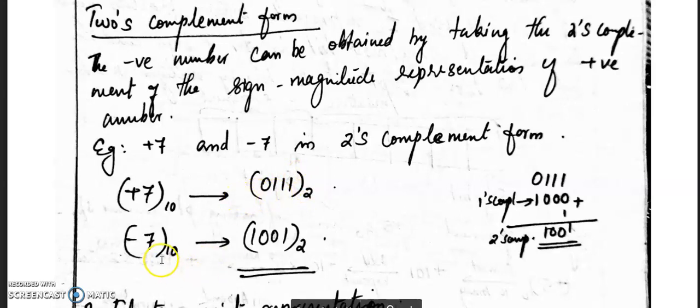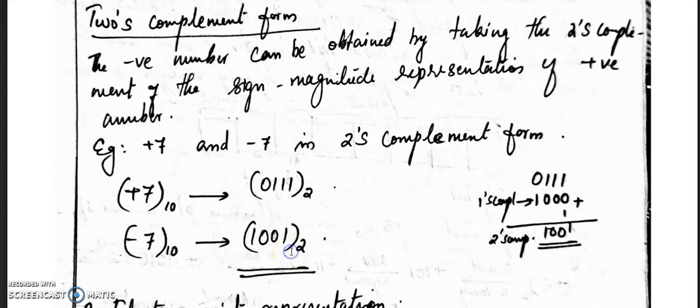Now the negative 7 in 2's complement form you have to represent. First you have to write the plus 7 in sign magnitude, that is this one, and take the one's complement first. One's complement plus 1. You will get 1 0 0 0 1. That is the 2's complement of this value. Okay, that is 1 0 0 1. That is the minus 7 represented in 2's complement.